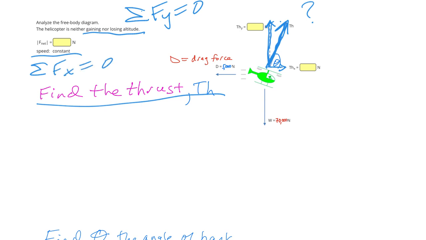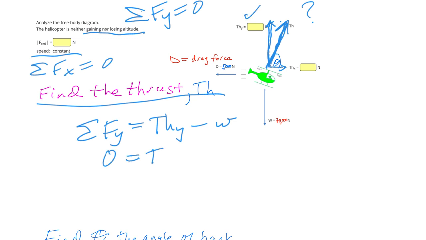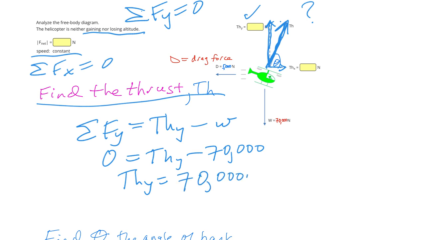So let's do this. Sum of the net force in the y direction is 0. That equals THY minus the weight. So 0 equals, right here, I don't know what THY is, minus 70,000. So THY, the y component of the thrust, is 70,000 newtons.